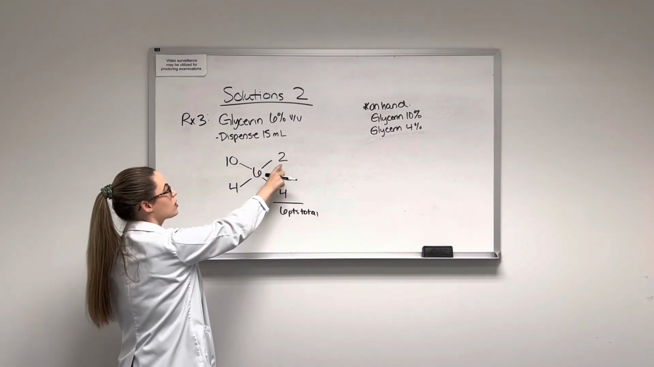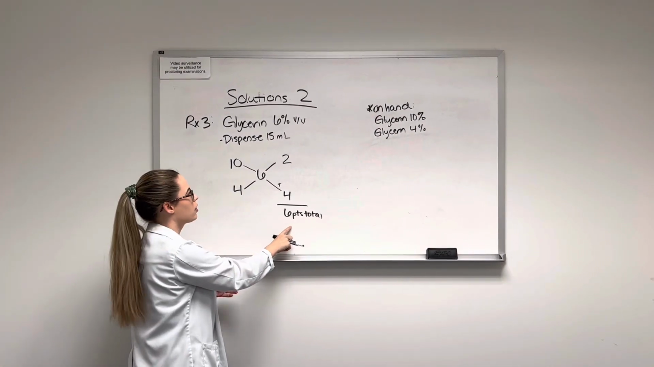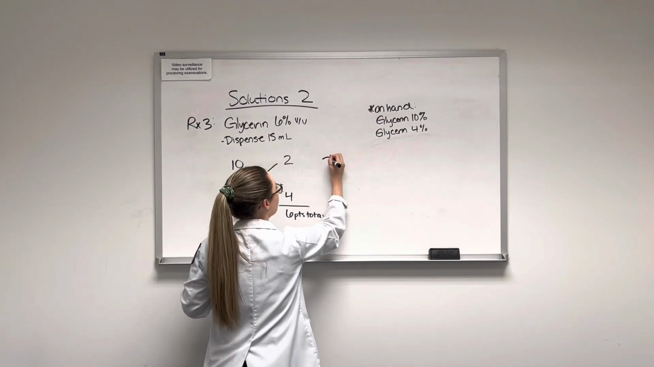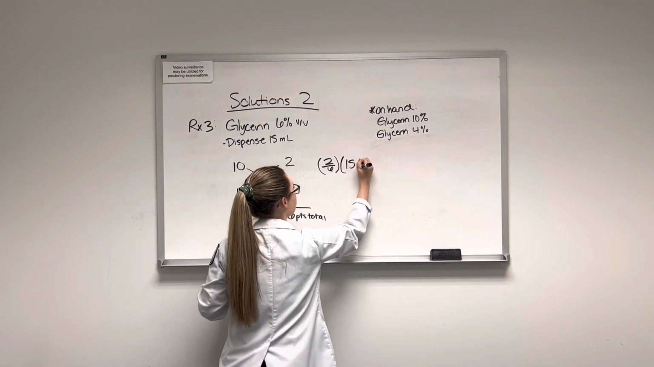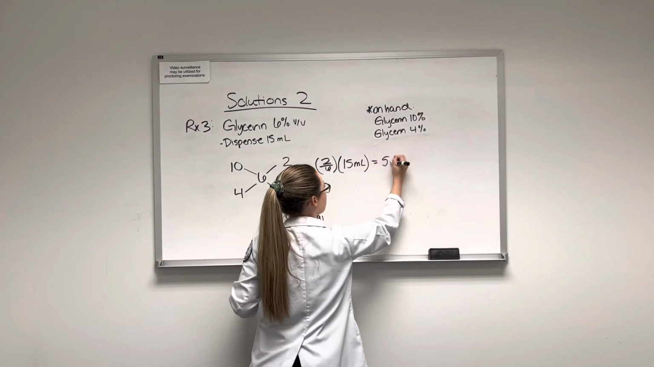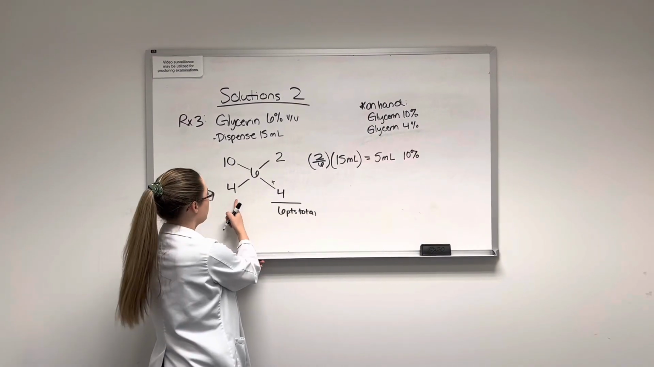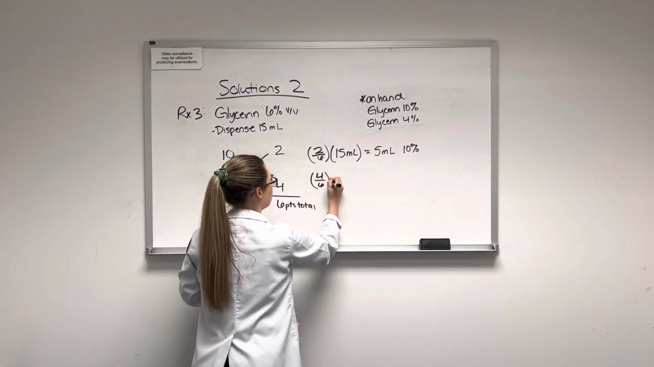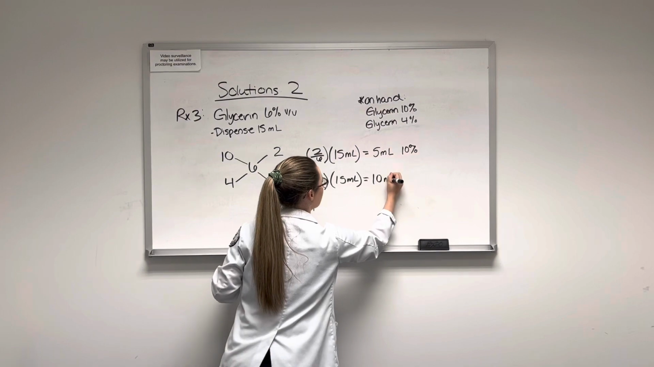The numbers that are horizontally in line with the percentage we have represent their fraction of the total parts. So we need, of the 10% solution, 2 out of 6 parts of our total volume of 15 milliliters. This is equal to 1/3 of 15, or 5 milliliters. Then for the 4%, we need 4 out of the 6 parts, again multiplying by our total volume, which will give us 10 milliliters.